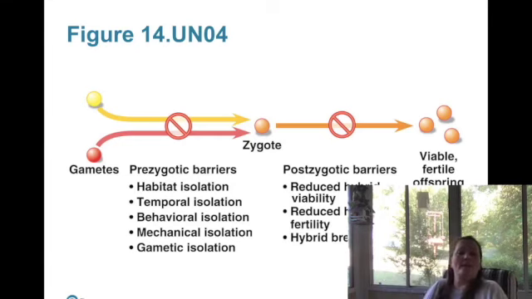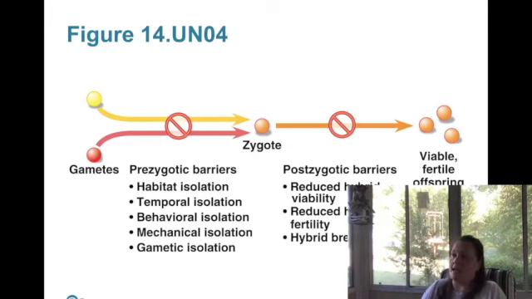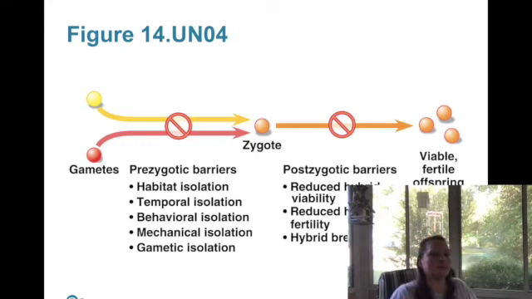Okay, then we have gametic isolation. This just means straight up the two gametes cannot blend. That means that sperm is not possible to fertilize that egg. That's pretty much what that is.